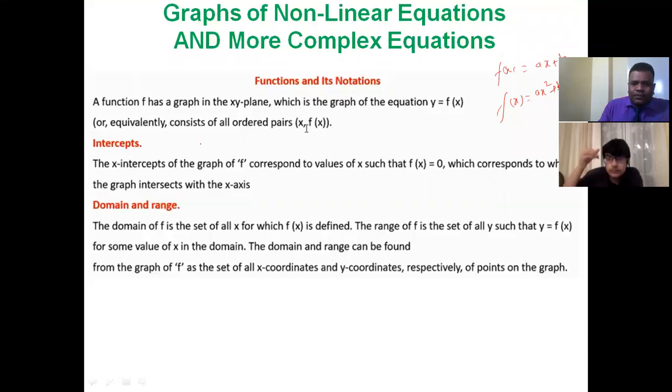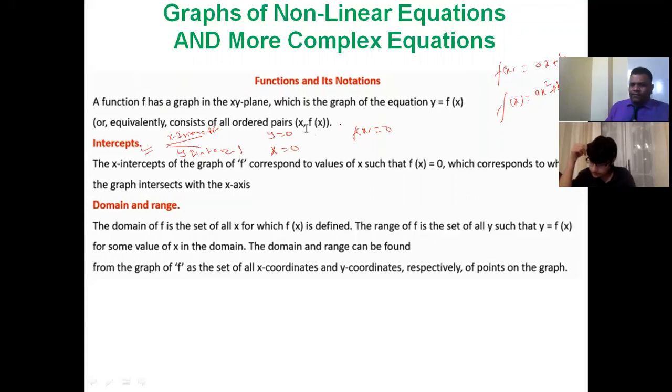So the first is how to find the intercept. As I told you, when you are looking for the x-intercept, what to do? Y is equal to 0, or you can say f of x is equal to 0. When you are looking for the y-intercept, what to do? X is equal to 0, right? This is the basics.